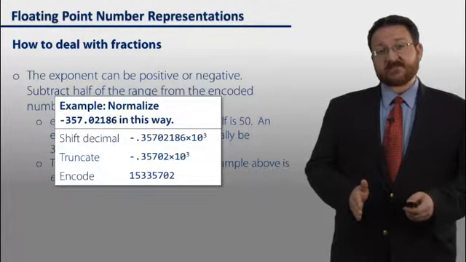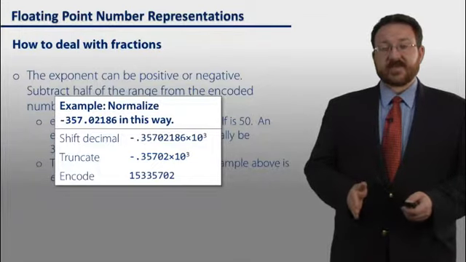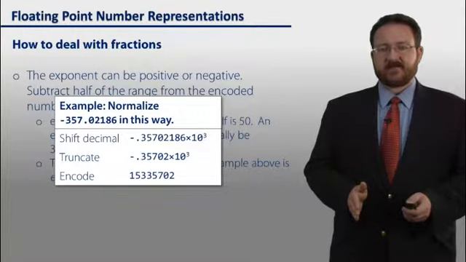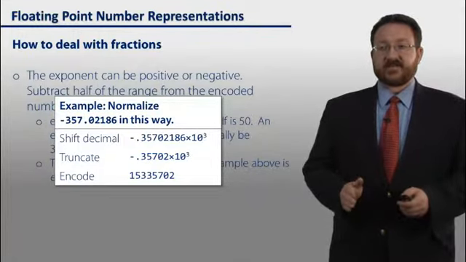Then what we have to do is encode it using the excess 50 exponent notation. In order to get a real exponent of 3, we add 50 to that to get 53. The number is negative, so we have a leading 1. So the final encoding is 1, indicating negative, 53, indicating the exponent of 10 to the 3rd power, and then the digits of the mantissa, 35702.